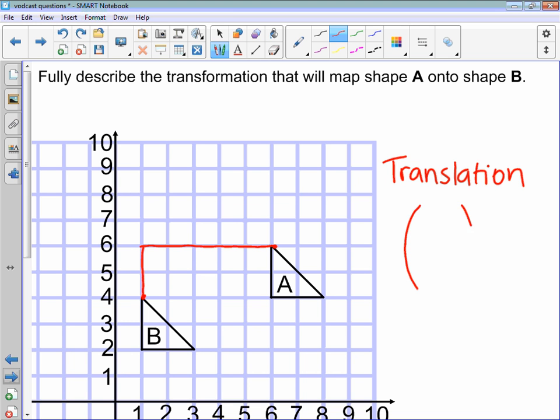So putting our brackets in ready for our vector, 5 spaces to the left means we need to have negative 5 at the top, and 2 spaces down means I need to have negative 2 at the bottom. So we've got a translation with the vector (-5, -2). And that's the information you need to have to describe a translation.